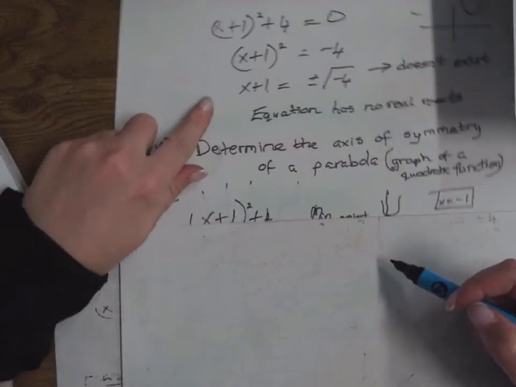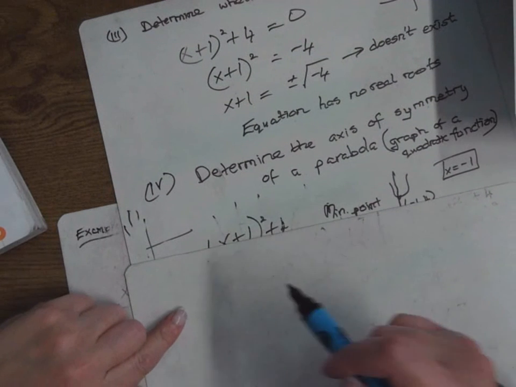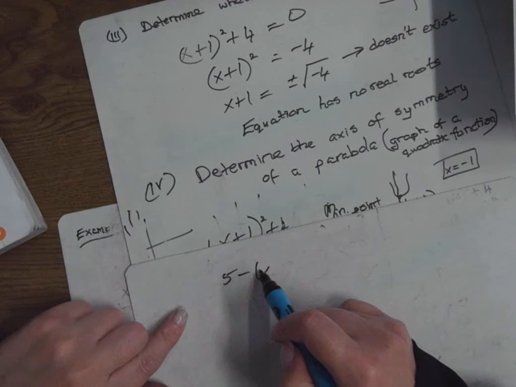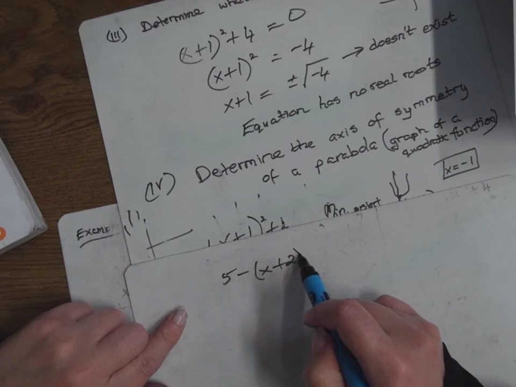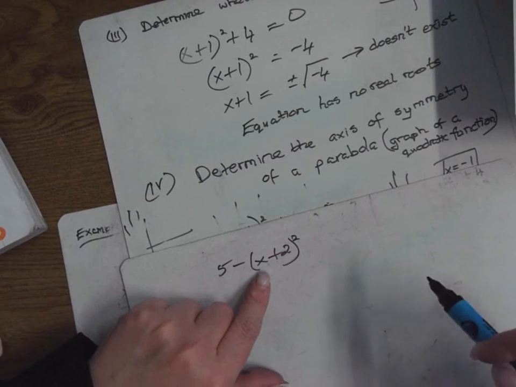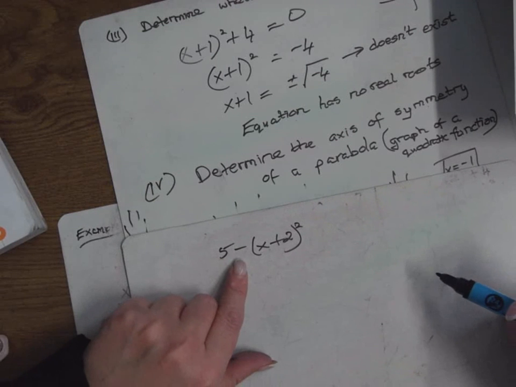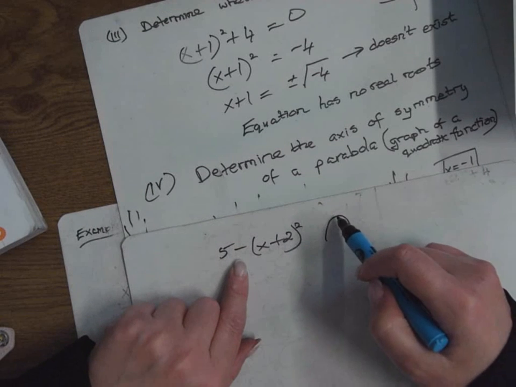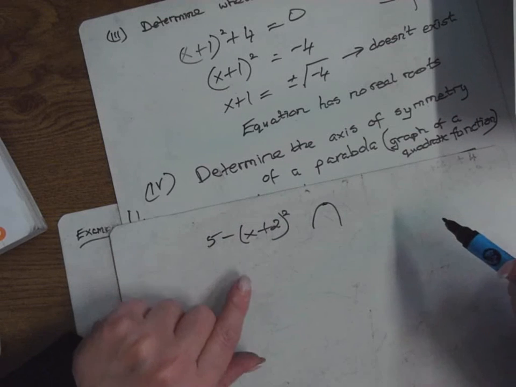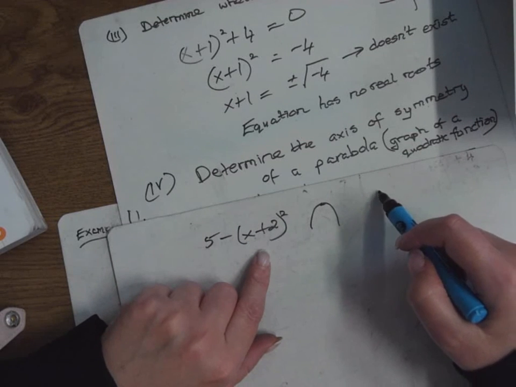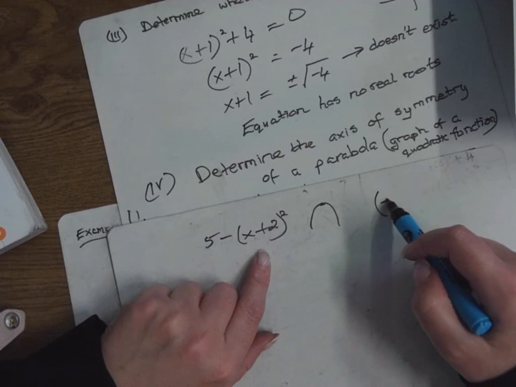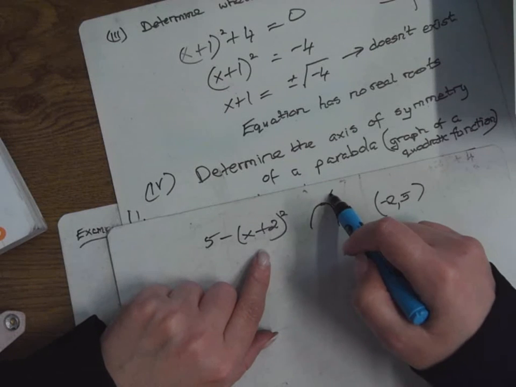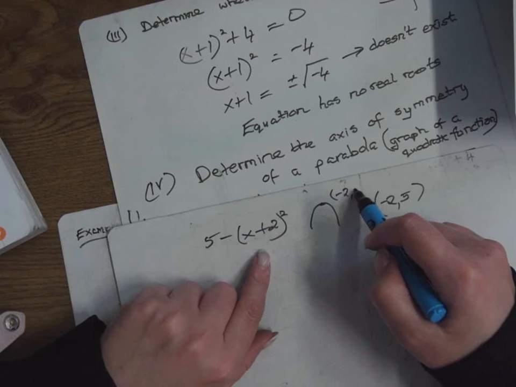Just one more example on that. I'll pick one of the other ones I did: 5 - (x + 2)². That's a negative x squared term because when you square it out, there's a minus in front of it. So that's going to be an n-shaped curve, isn't it? And the maximum point is going to be (-2, 5). We already know that.